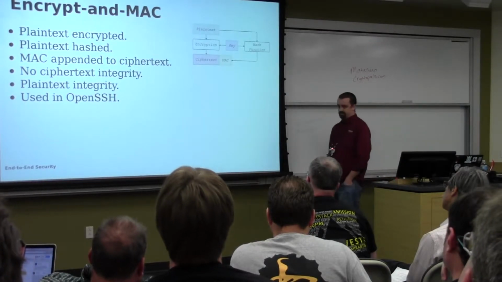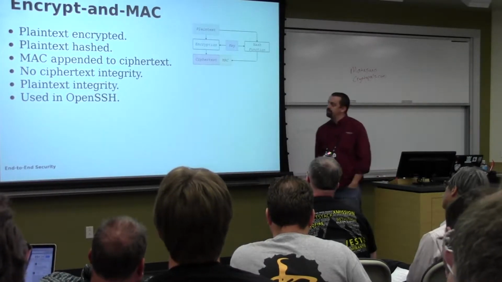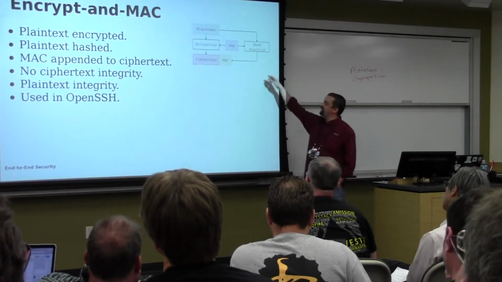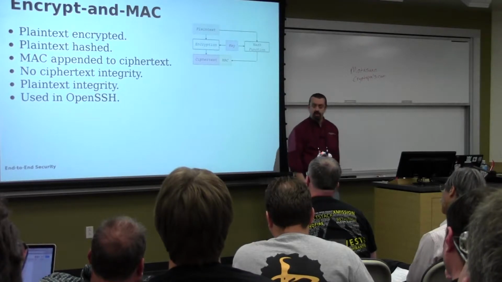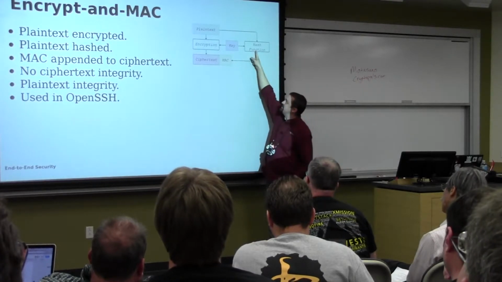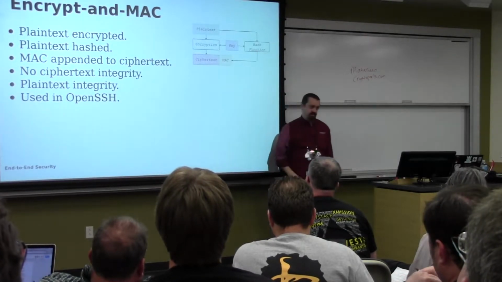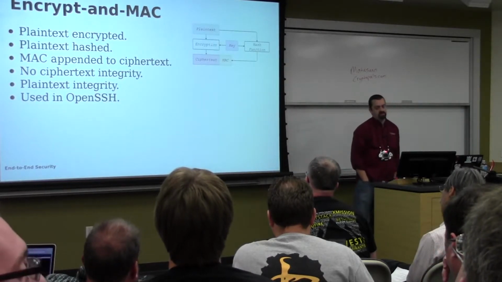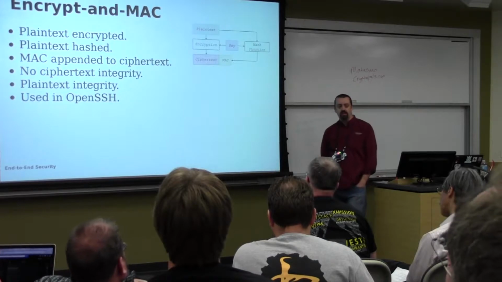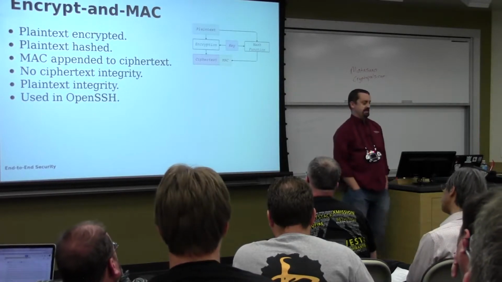Then there's Encrypt-and-MAC, or MAC-and-Encrypt. This is where the plain text is not only hashed, but it's also encrypted at the same time. Then the resulting plain text MAC is appended to the end of the ciphertext. As you can see, again, we don't have any ciphertext integrity. That MAC tag applies only to the plain text.